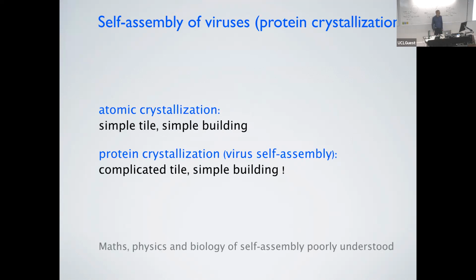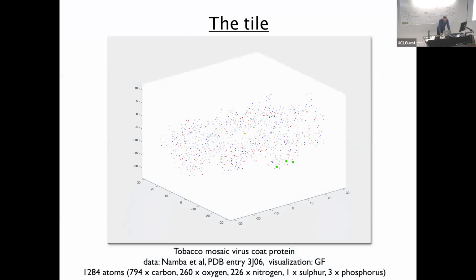So if you want to take a picture, take the next slide. It's not. So in protein crystallization, in virus self-assembly, it's the other way around. You have an extremely complicated tile, but a simple building. Okay, so it's a different game, and I would say neither the math, physics, nor biology of this assembly are really well understood. So here's the tobacco mosaic virus.